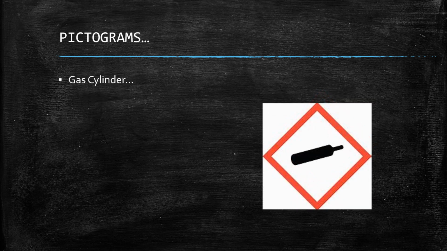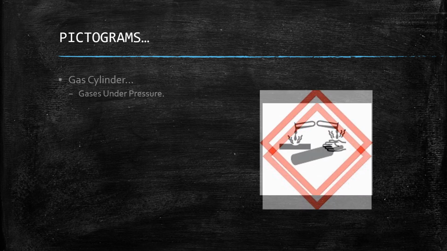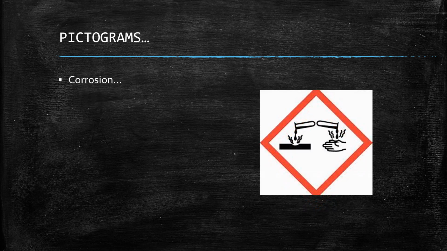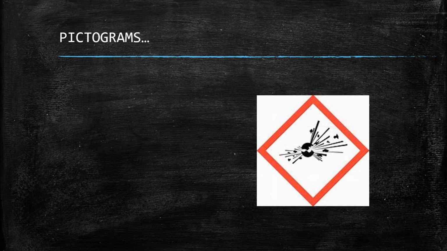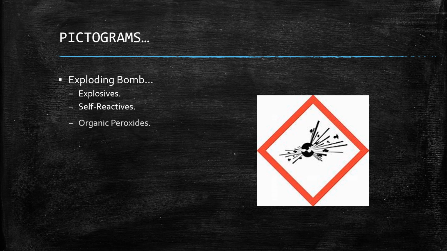Gas cylinder, which is a warning for gases under pressure. Corrosion, which is a warning for skin corrosion, burns, eye damage, and corrosive to metals. Exploding bomb, which is a warning for explosives, self-reactives, and organic peroxides.